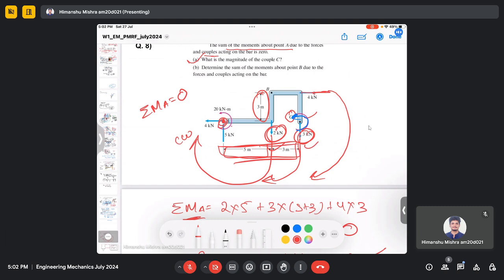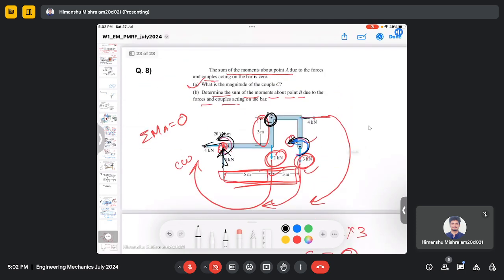Then you need to determine the sum of moments about point P due to the forces and couples acting on the bar. Then you just need to calculate the moment about this point. So just consider all the forces again here. Consider this couple also, that you have calculated here, C, and all the forces, and use the same concept that we have discussed. First, define the perpendicular distance of all the forces, then see which force is creating the moment, and then check its direction. Then calculate the overall moment here.